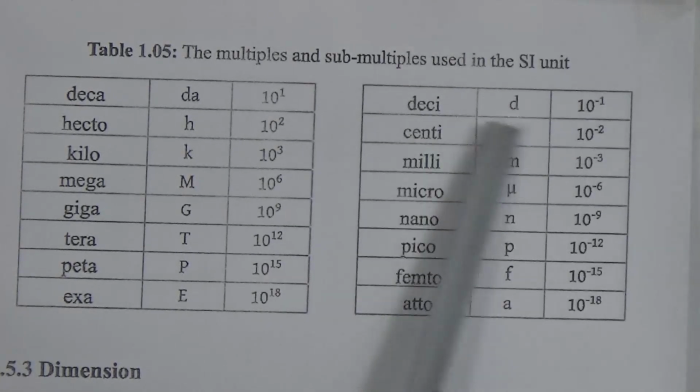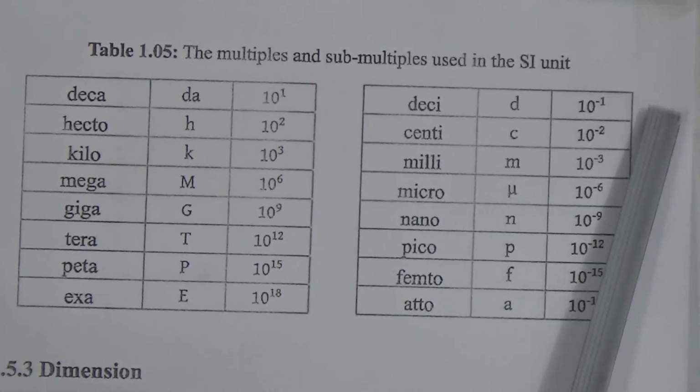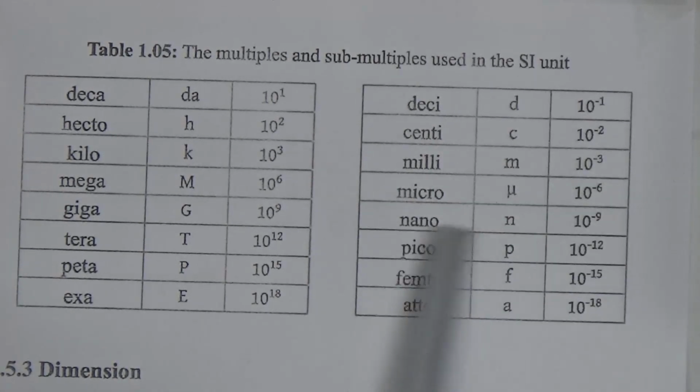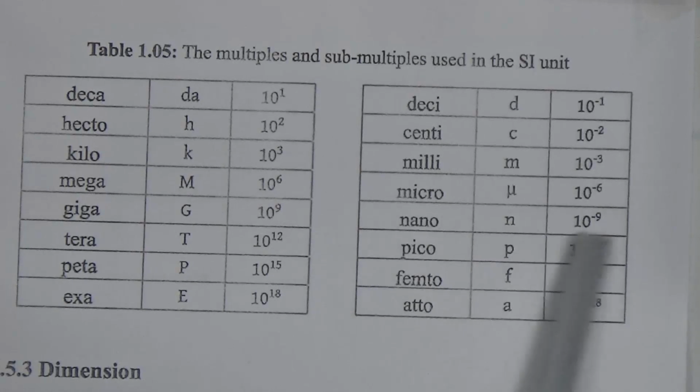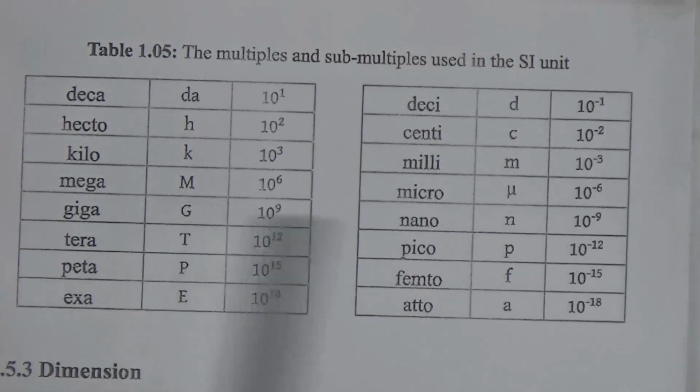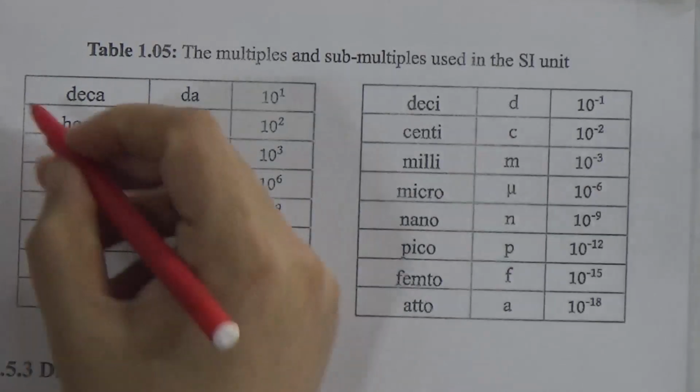And here is deci 10^-1, centi 10^-2, milli 10^-3, micro 10^-6, nano 10^-9, pico 10^-12, femto 10^-15 and atto 10^-18. My dear students, memorize these two tables properly also.